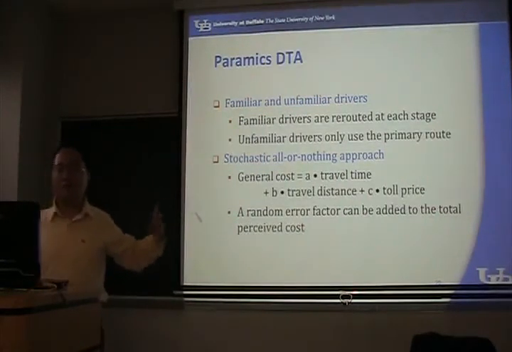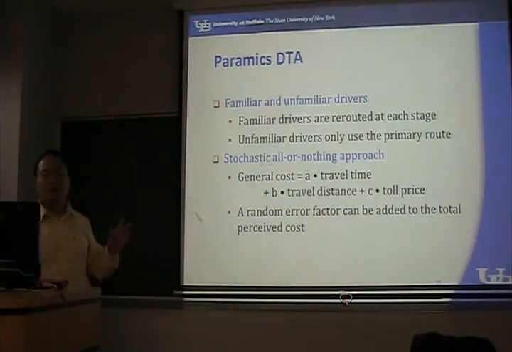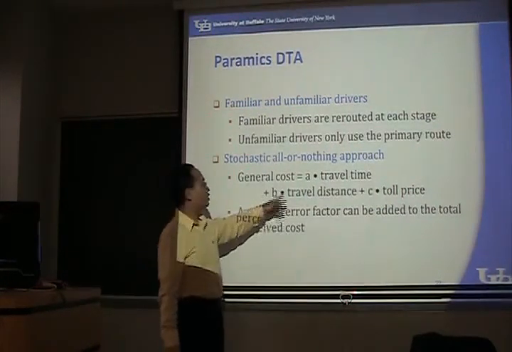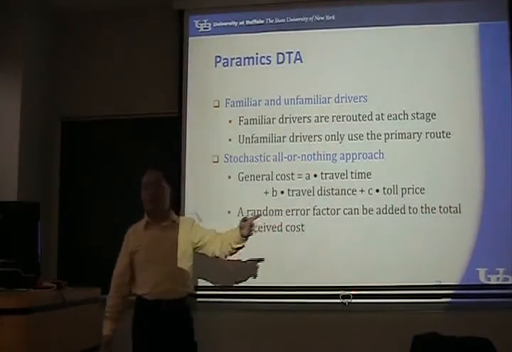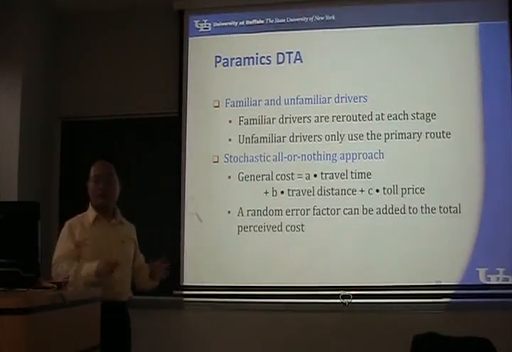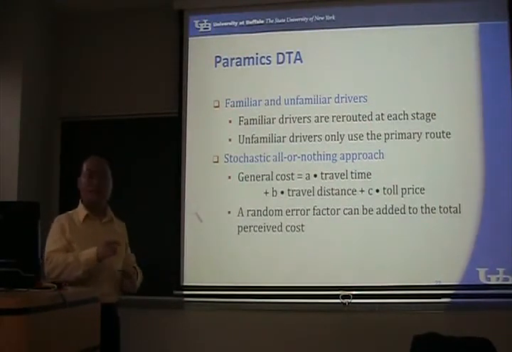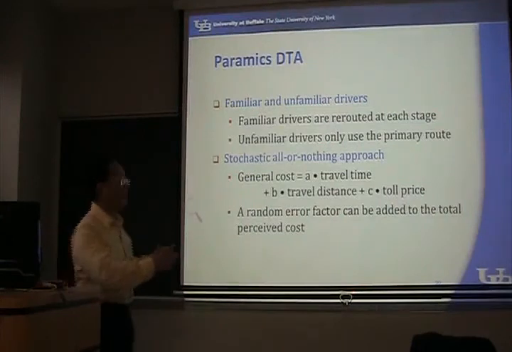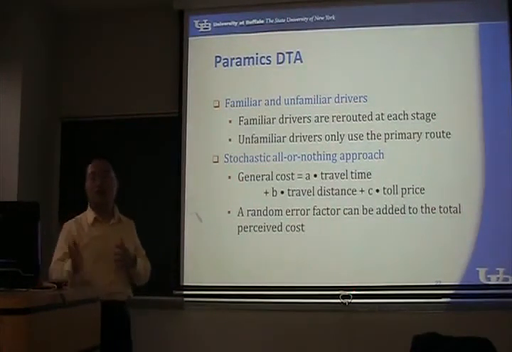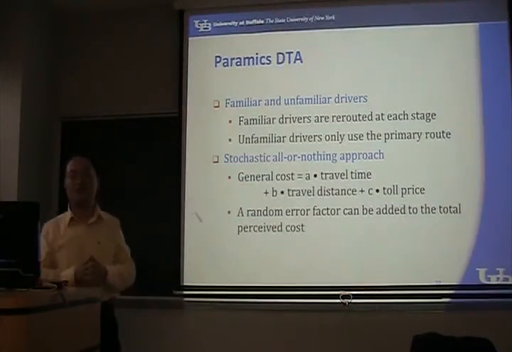But I just want to show they are different, and it's using a simpler approach called a stochastic all-or-nothing approach. In parametric DTA, the generalized cost is defined by travel time, travel distance, and toll price. And this is simpler than VSIM. And the way they are going to find the path is still using all-or-nothing, or the shortest path. But a random error factor, if you want, can be added to the total perceived cost of each path.